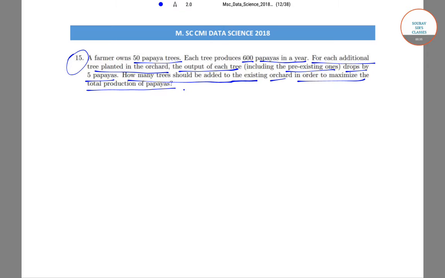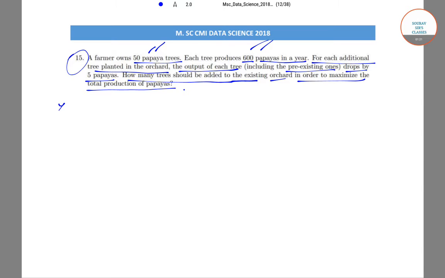So the farmer initially had 50 papaya trees and each tree produced 600 papayas in a year. Now it was found out that if he planted an additional papaya tree, then the output of each tree including the pre-existing ones dropped by 5 papayas. So basically if he added one more papaya tree, so if he had 51 papaya trees, then the output of each tree falls by 5 papayas, so we have 600 minus 5, that will be 595 papayas in a year. So therefore he needs to find out how many trees should be added to the existing orchard in order to maximize the total production of papayas.